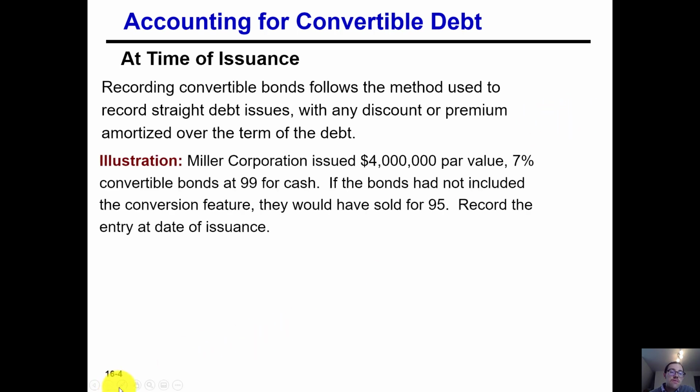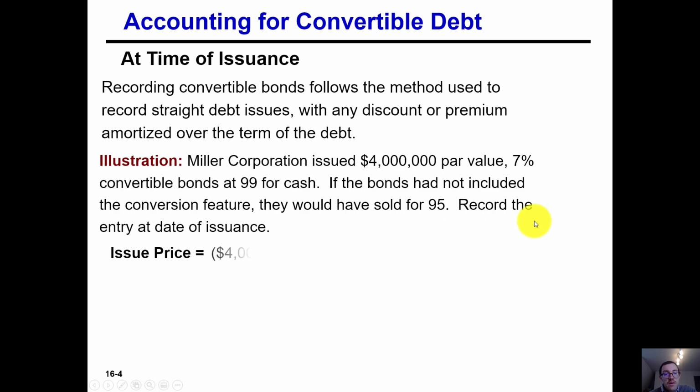So as an illustration, we have Miller Corporation issuing $4 million par value, 7% convertible bonds at 99 for cash. If the bonds did not include this conversion feature, they would have sold for 95. So they clearly tell us essentially what the conversion feature is worth. But again, we don't care about that. They're just trying to throw us off there. We're not going to try to separate that conversion feature and account for that separately. We're just going to account for it the normal way, as if it wasn't convertible.